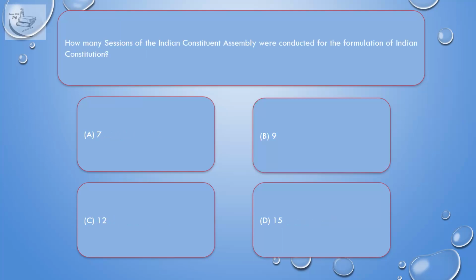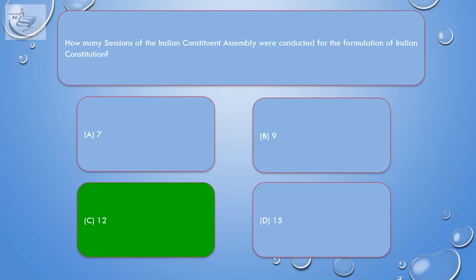Question: How many sessions of the Indian Constituent Assembly were conducted for the formulation of Indian Constitution? A. 7. B. 9. C. 12. D. 15. Correct answer is C. 12.